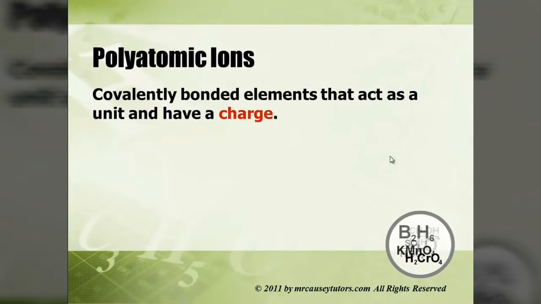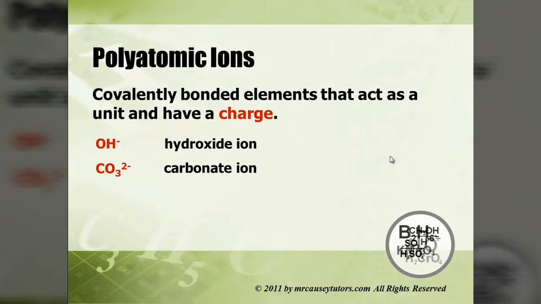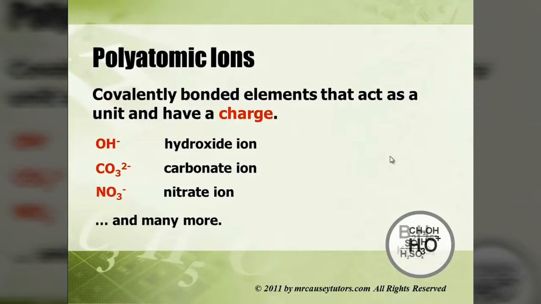Polyatomic ions. Covalently bonded elements that act as a unit and have a charge. Now these are what I like to think of as elements that have come together, and instead of being a compound, they think they're an element. And so they act as one unit, and we treat them as one unit in most cases. Here's some examples: hydroxide ion, the carbonate ion, and the nitrate ion, and there are many more.